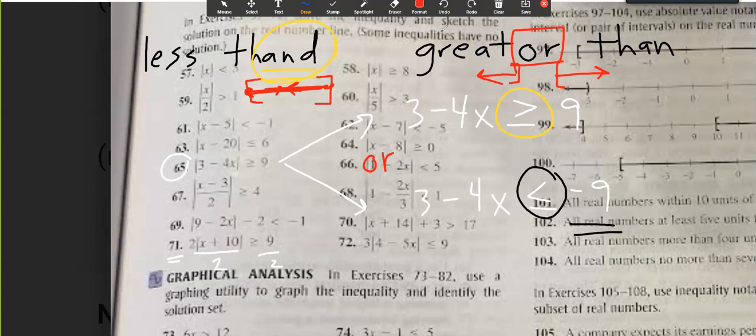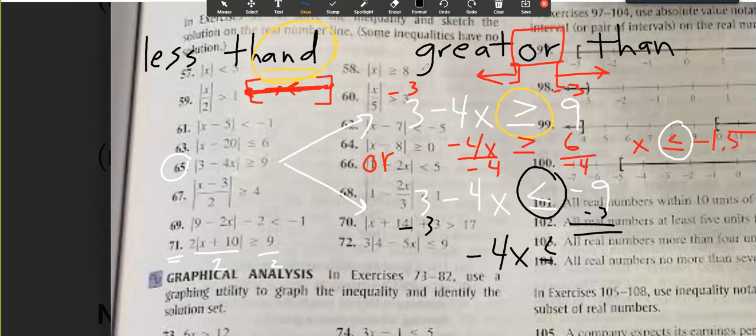But these are solved exactly the same way that you would solve any of these others, like subtract 3. Divide by -4. Oh, by the way, when you divide by a negative number, what happens to the sign? It flips. That's an important detail. Subtract 3 on both sides. We got -4x is less than or equal to -12. Divide by -4. x is greater than or equal to 3 because the sign flips.